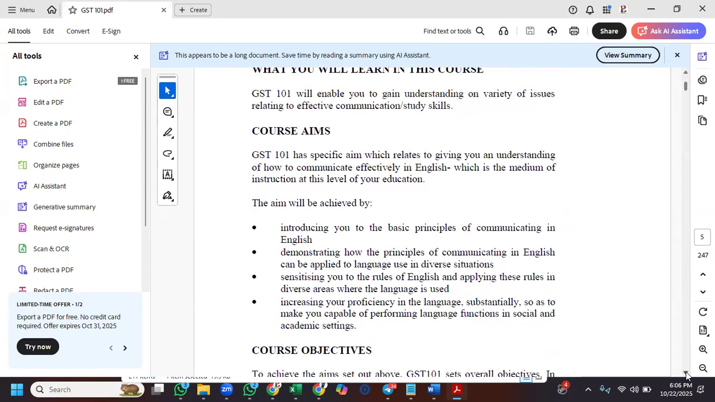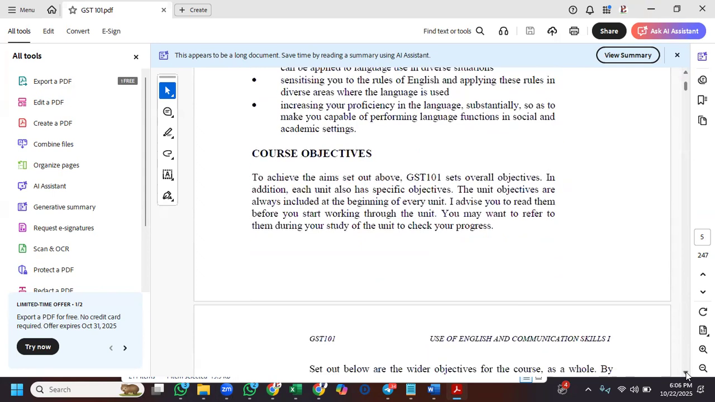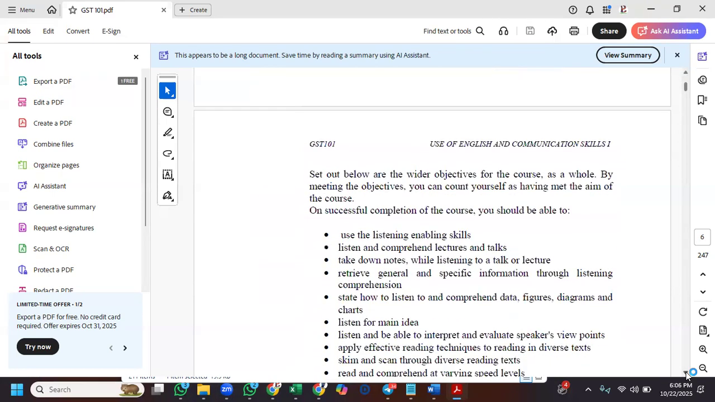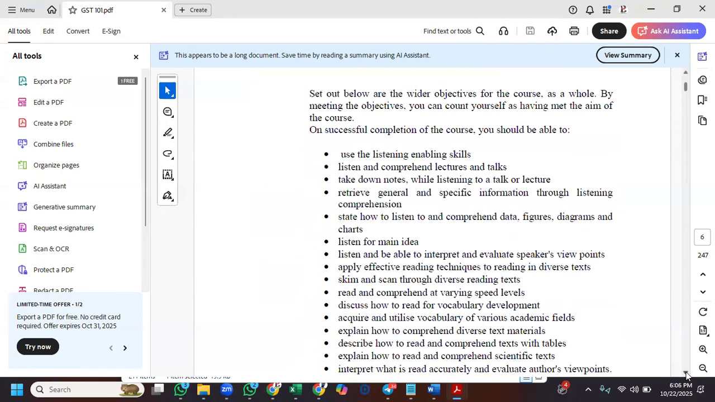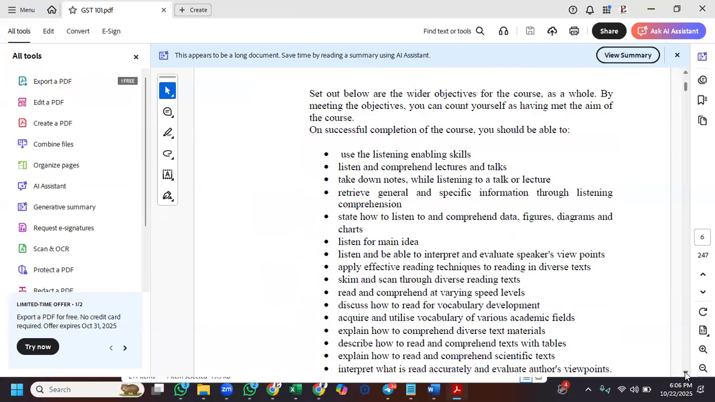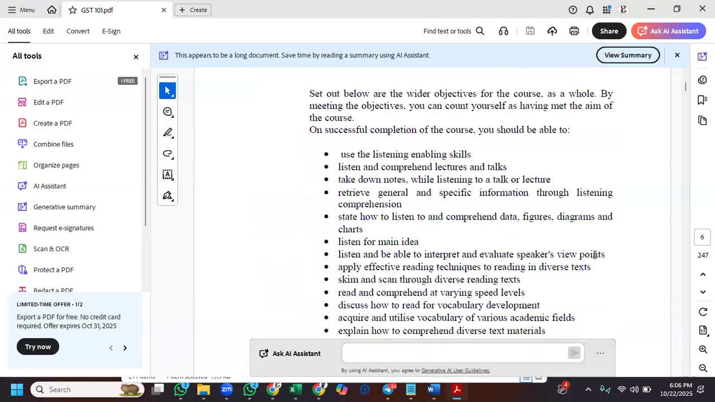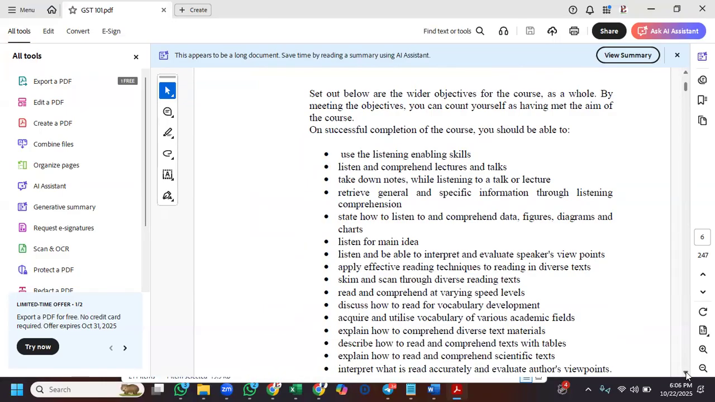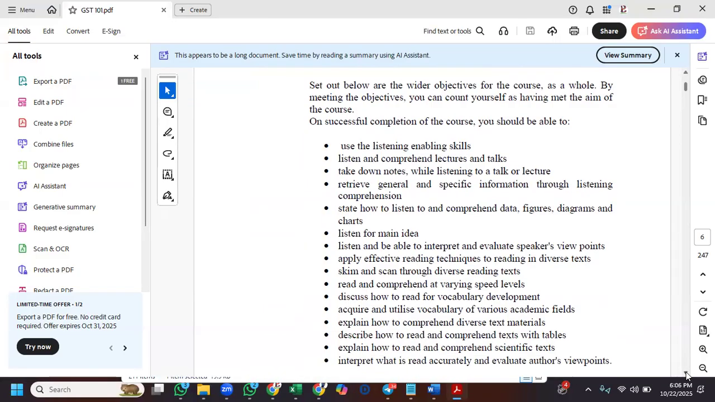Also, we are not taking the whole unit. We only take those modules and units that always come out in the exam every year. It's just like the GST101 question, which is a constant question. It's repeated every year. That is the exam question. You're likely not going to meet anything new from what has been in the exam before.